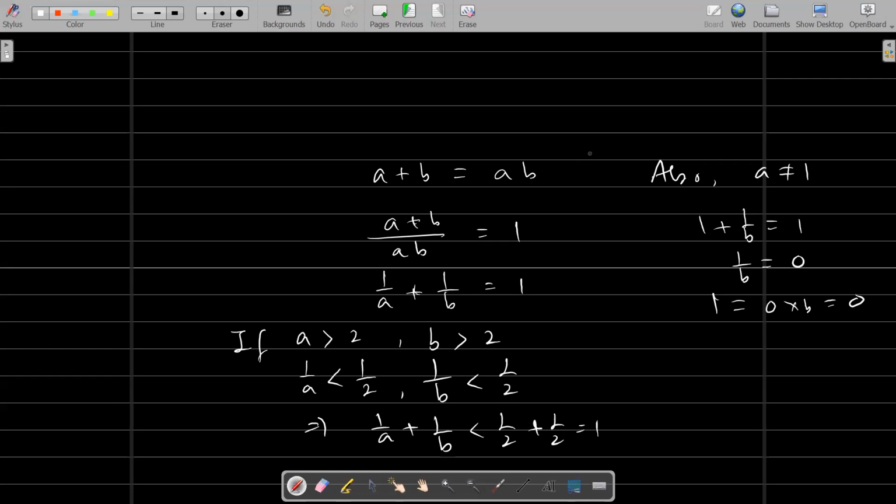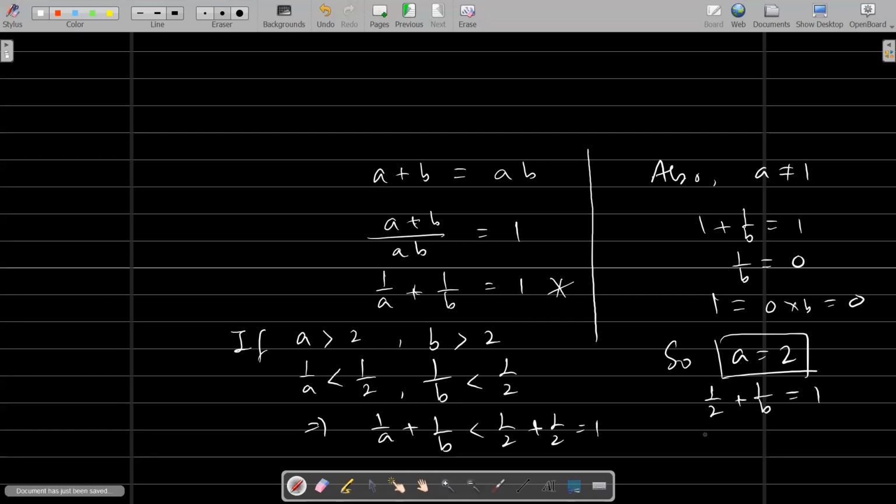Okay, so A can't be 1, A can't be greater than 2, so A must be what? So A must be 2. Only choice left is 2. And once A is 2, I put it in this equation. So I get half plus 1 by B is equal to 1, which implies 1 by B is 1 minus half, that is half. So B is 2. Are you good?